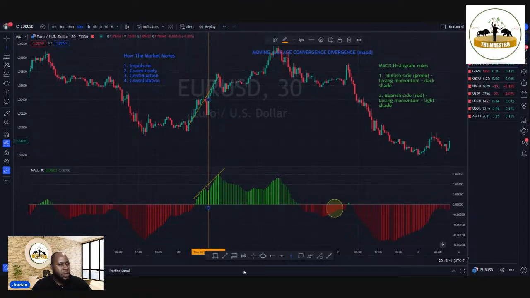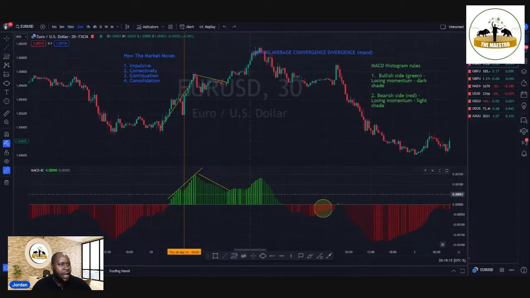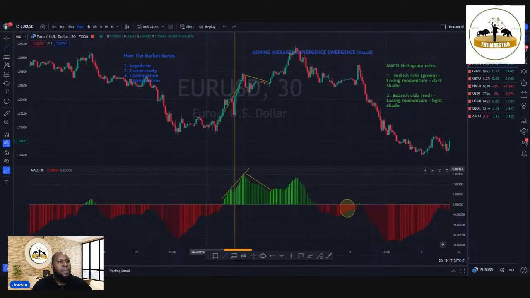Now, when we get the correction over here, a small correction, but we get a little correction, what happens to the histogram? It also gives us a correction, right? And now when we get the continuation, the histogram also gives us a continuation. So the histogram is mimicking pretty much everything that's going on in the charts. Now, what I want you to see, again, showing proof to what I said with the histogram: the bullish side, we know it is losing momentum when we see a darker shade of green, right?